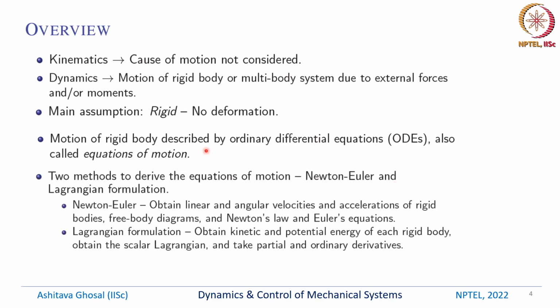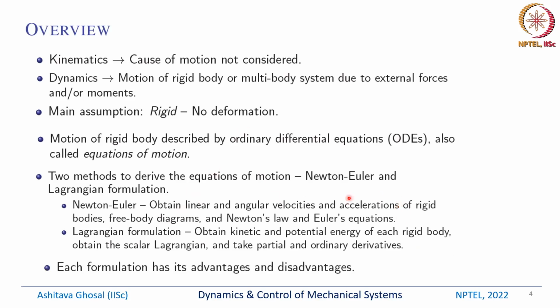There are 2 methods to derive the equations of motion, which we had looked at last week. One of them is called the Newton-Euler formulation and the other one is the Lagrangian formulation. In the Newton-Euler, we obtained linear and angular velocities and accelerations of all the rigid bodies in the multibody system. We obtained the free body diagrams and then we used Newton's law and Euler's equation to derive the equations of motion, and in between we had to eliminate the constraint forces. In the Lagrangian formulation, on the other hand, we obtain the kinetic and potential energy of each rigid body, obtain the scalar Lagrangian, and then we take a set of partial and ordinary time derivatives, and then we collect all the terms in a particular manner and we get the equations of motion.